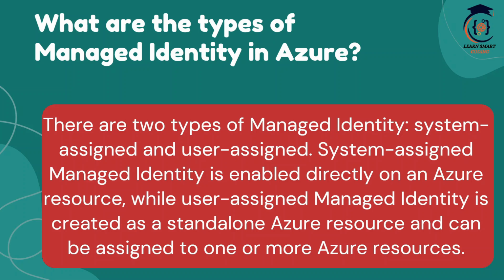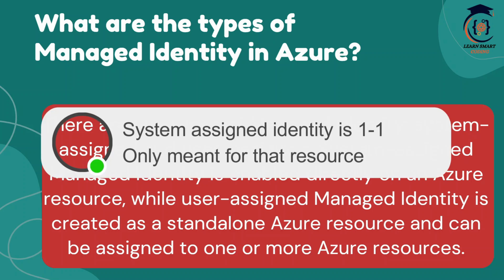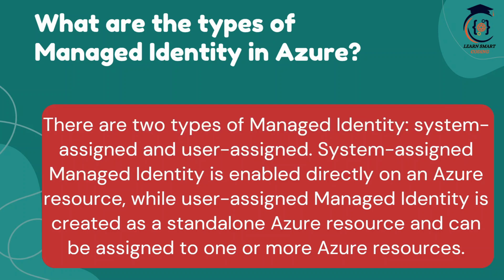Then that identity now has access to Key Vault or anything that we provide the permission for. So that's the two types, right? That's what you have to remember. And one more thing, very important in interview: system assigned identity is one-to-one. It's created only for that resource, and it's meant only for that resource. You cannot use that for anything else. That's very important. User assigned is nothing like the system assigned. You can reuse that for more than one resource.